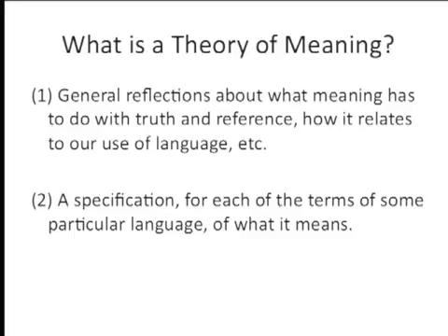On the other hand, by a theory of meaning, you could mean something much more specific. You could mean a way of stating for each of the terms of some particular language what it means. So in this second way of using the term, a theory of meaning is always a theory of the meanings of the signs of some particular language. So these are 2 different ways you can use the notion of theory of meaning. That's okay? That makes sense?